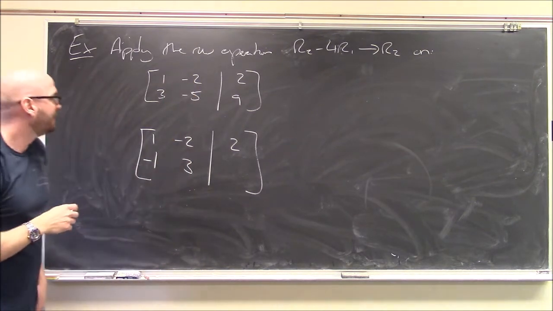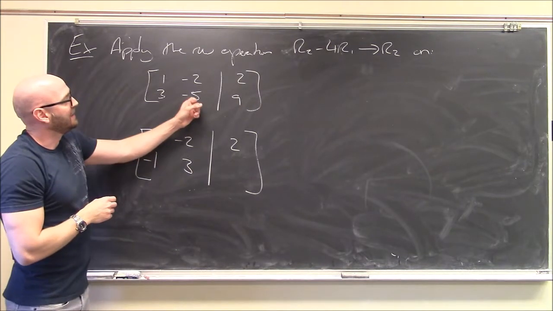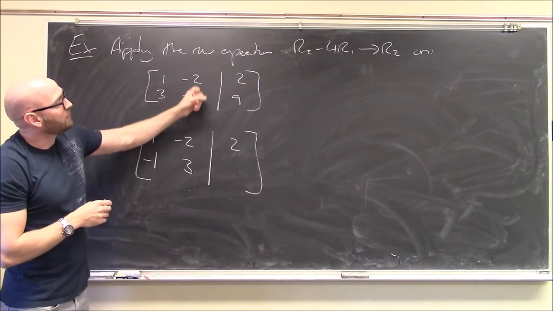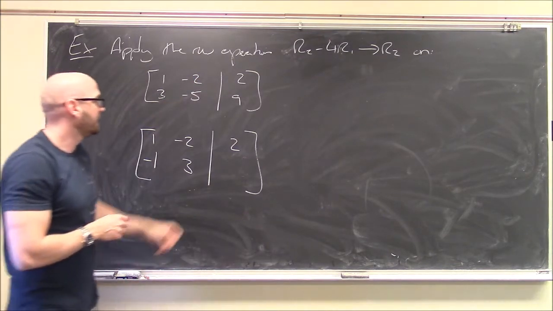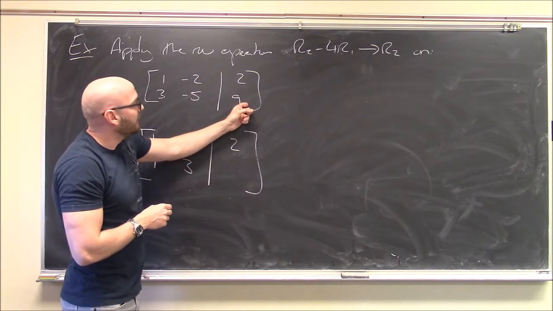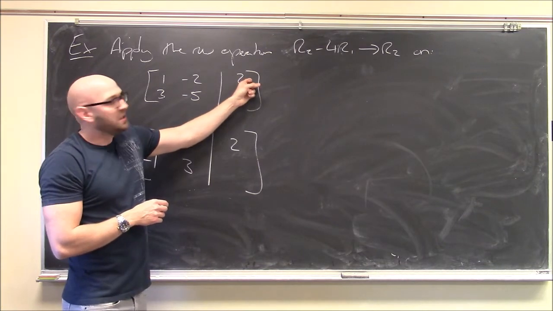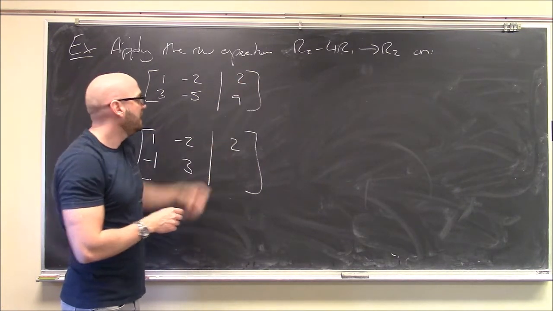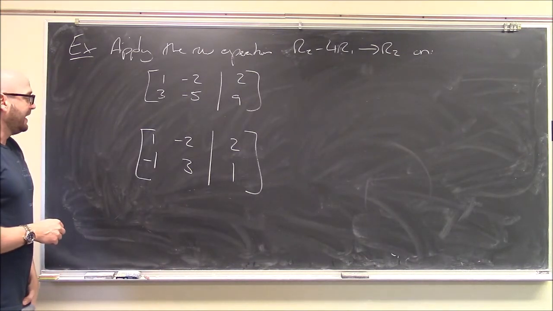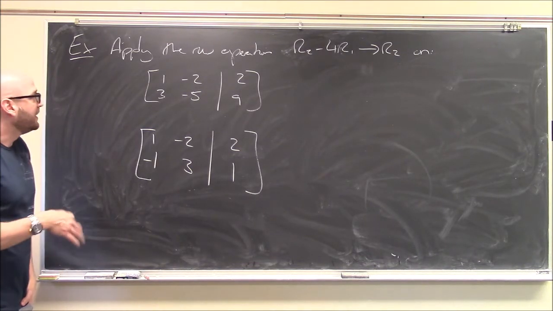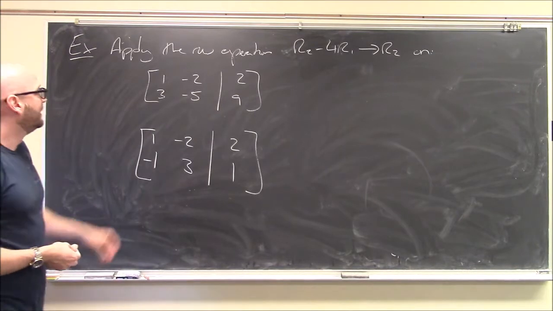Lots of negatives there. But I'm taking this entry and I'm subtracting from it 4 times the entry in row 1. And last but not least, we've got this entry, 9 minus 4 times 2, so 9 minus 8 is 1. And that's all there is to it. That's the result of applying this row operation.